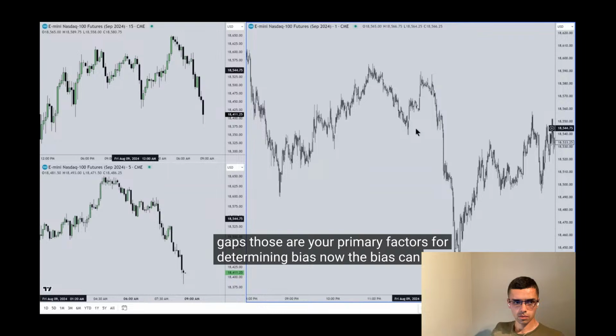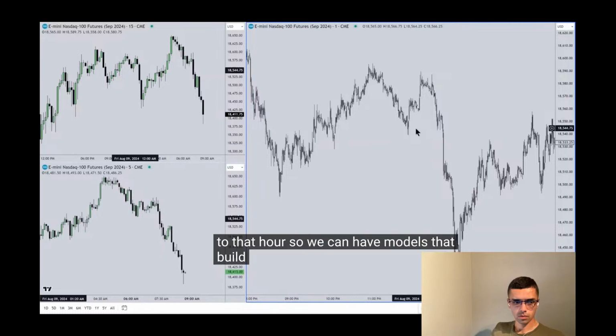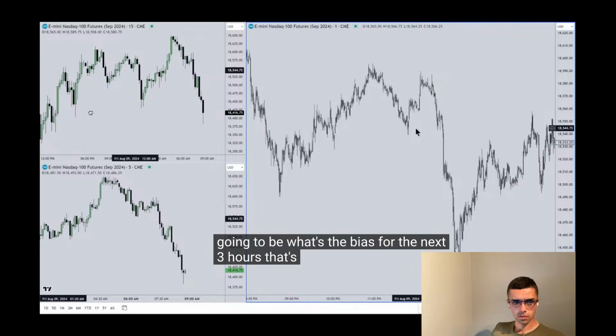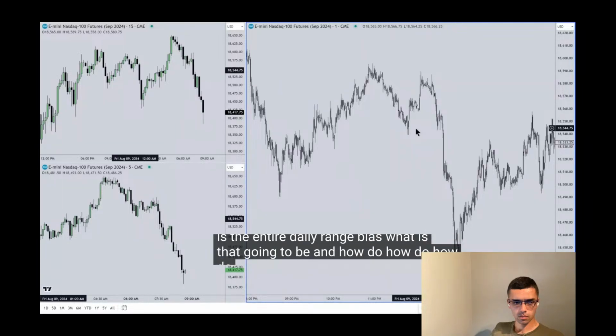Now, the bias can be reduced to just the session that you're trading. It can be reduced down to that hour. So we can have models that build what's the hour that we're about to start trading in, what's that bias going to be? What's the bias for the next 3 hours? That's typically like a session. What's the bias for the entire morning before noon lunchtime in New York? What is the entire daily range bias? What is that going to be? And how do we arrive at that?